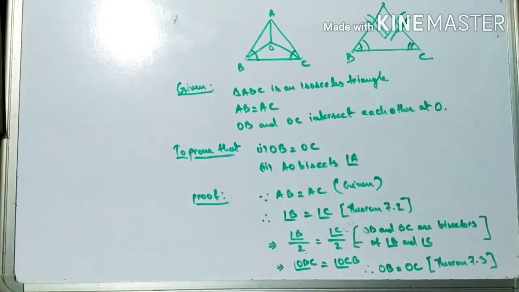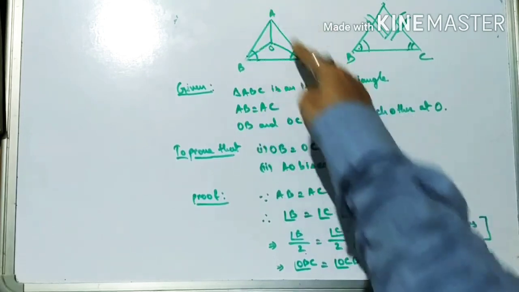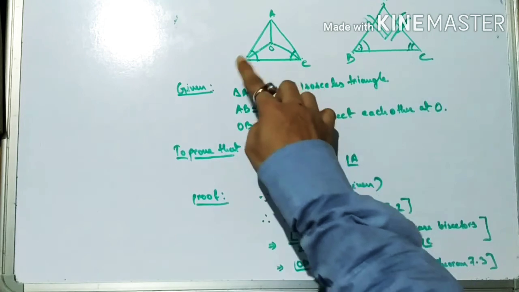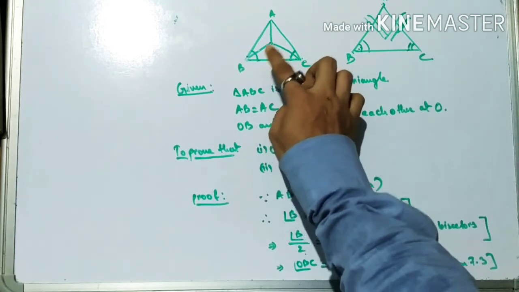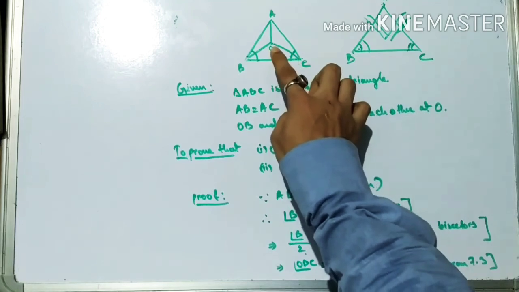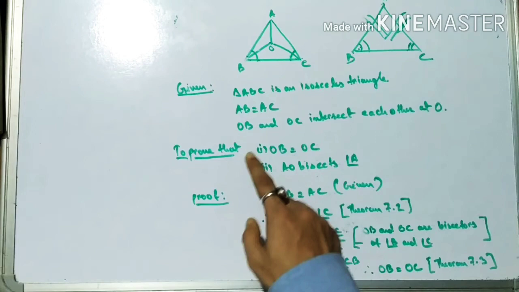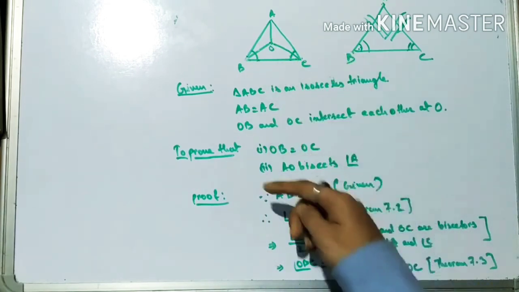Understand? One more time I am explaining what I have done. This is an isosceles triangle where AB is equal to AC, and OB and OC are bisectors of angle B and angle C. These two bisectors intersect at point O, and I have to join point A and point O. Now I have to prove that OB is equal to OC. These two bisectors are equal. That is what I have to prove here.